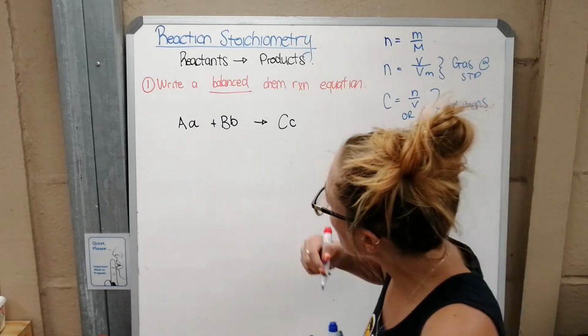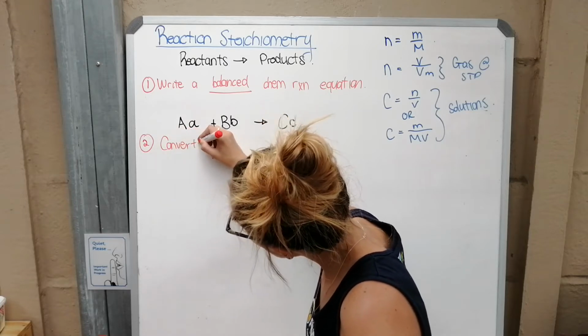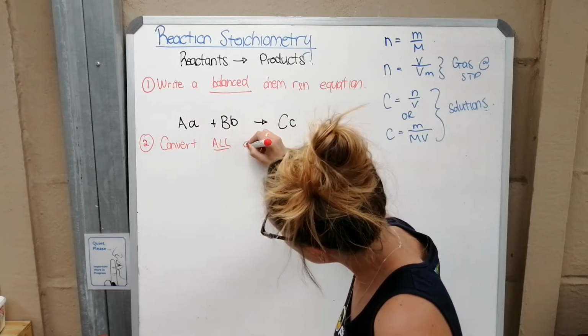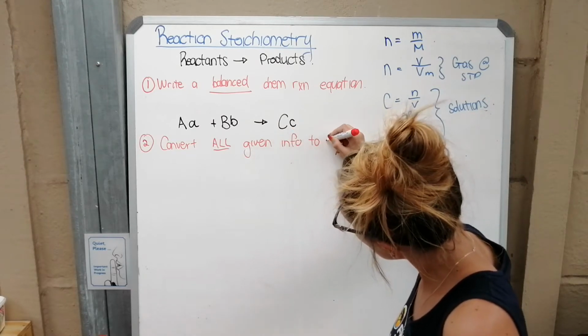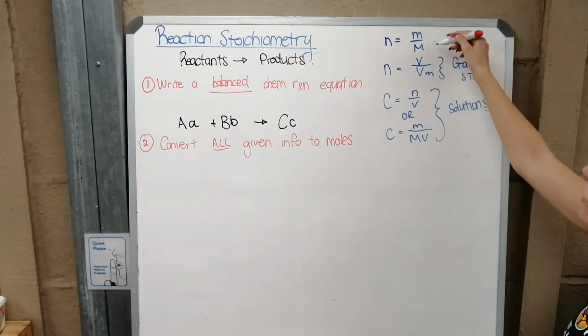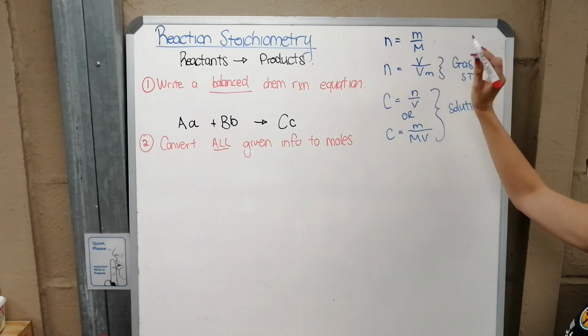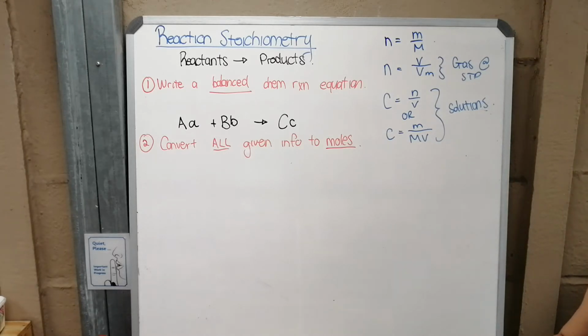Step two, you convert all given info to moles, using these formulae. Depending on what you're given, you use these formulae to convert that information into moles. You have to convert to moles before you can do anything.